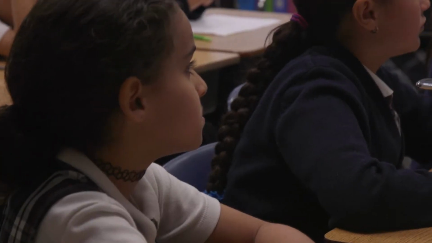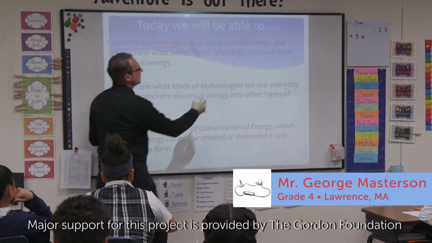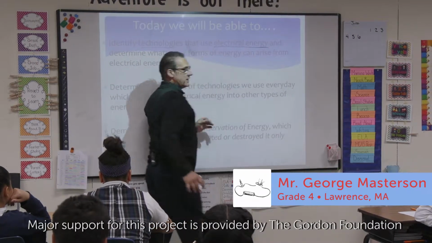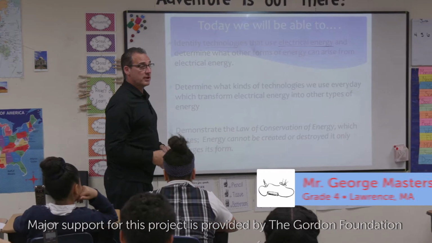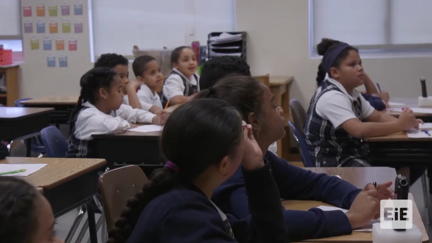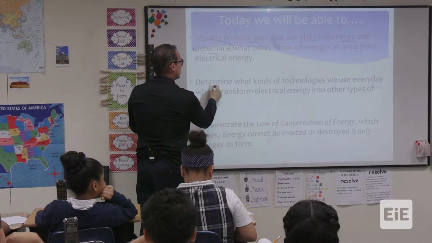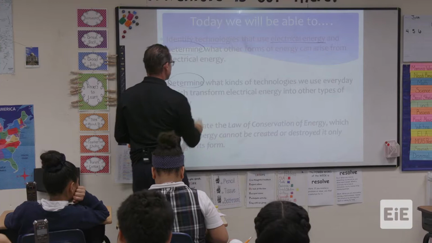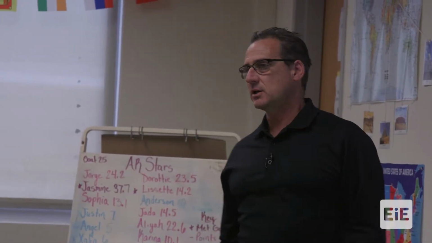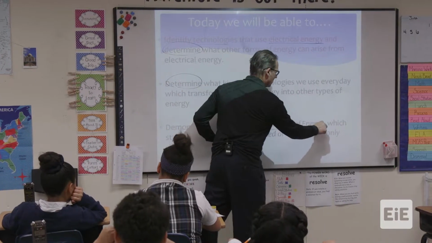Today we should be able to identify technologies that use electrical energy. There are many types of energy. We're going to talk about electrical energy and how it's transformed, and we're going to find out what kinds of energies can arise from electrical energy. Again, determine what kinds of technologies we use every day which transform electrical energy into other types of energy. Lastly, we're going to demonstrate the law of conservation of energy.